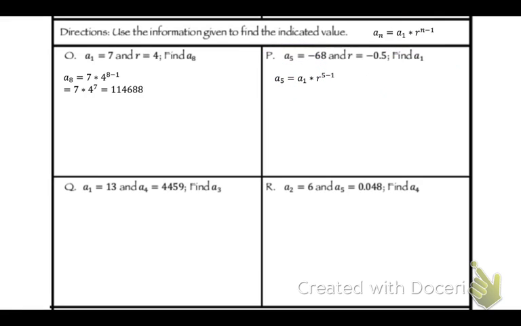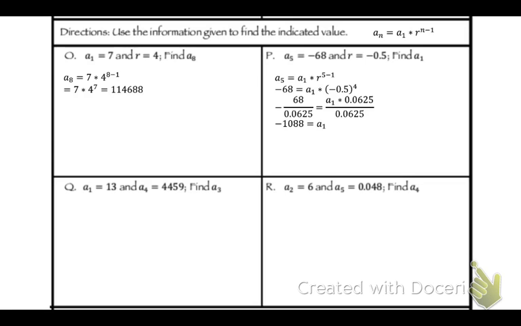Okay? Now, a sub 5, that's negative 68, equals a sub 1 times r, which is negative 0.5, and then 5 minus 1 is 4. And we're going to solve this out for a sub 1. So negative 0.5 to the 4th power is 0.0625. Then we can divide that over, and you get negative 1,088. So a sub 1 equals negative 1,088.